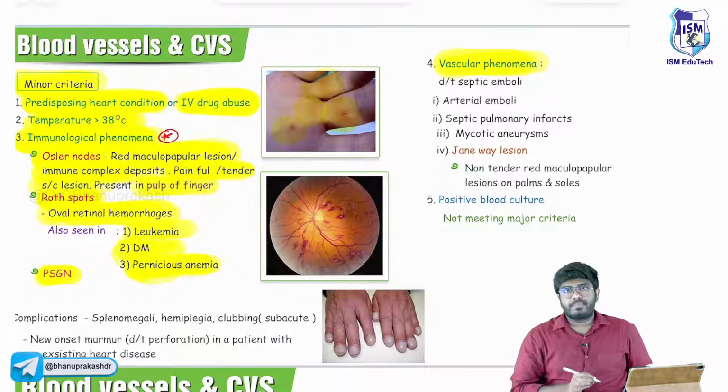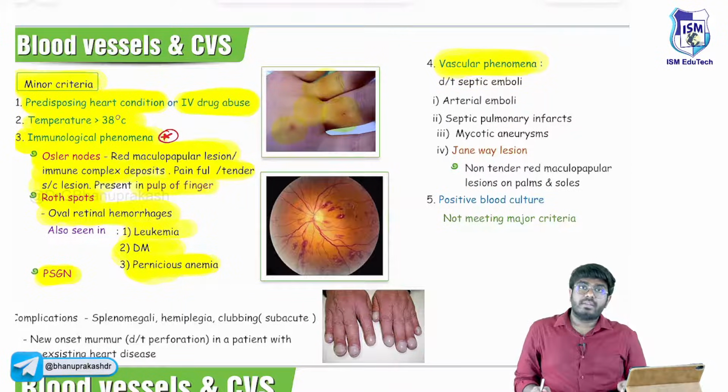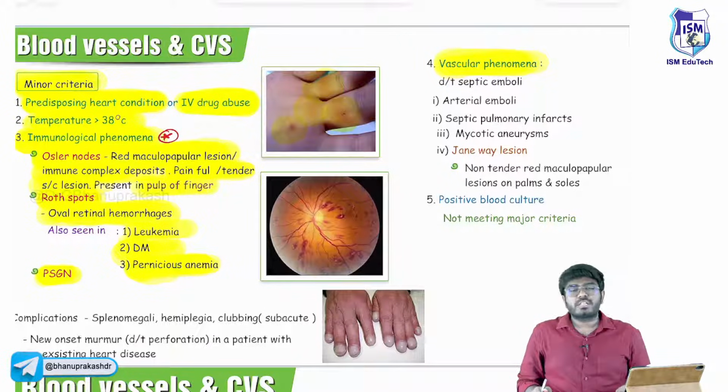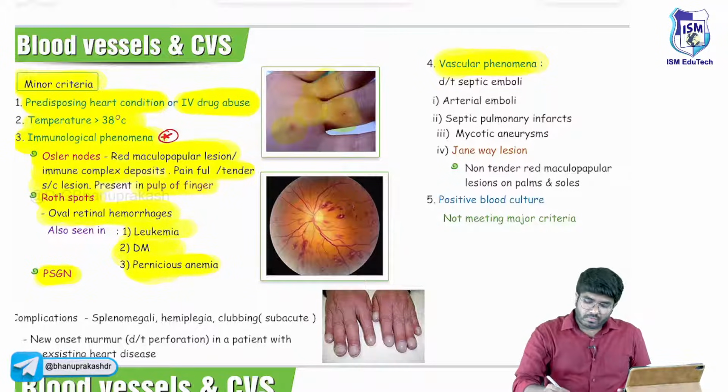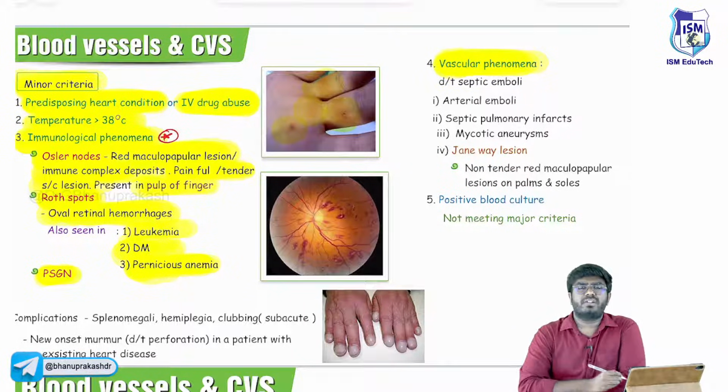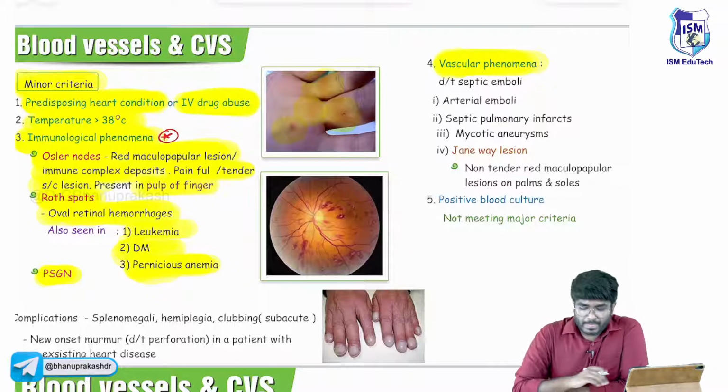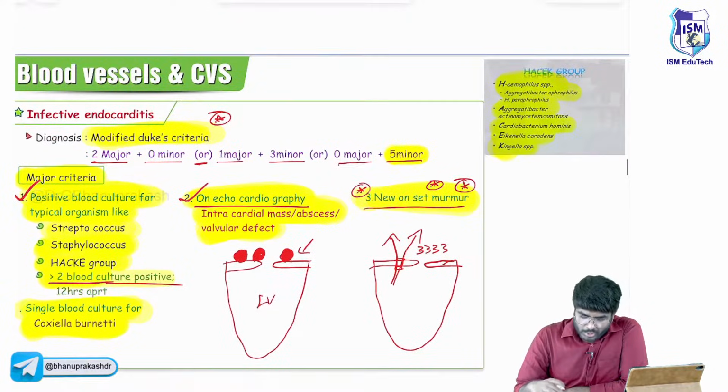See, they will ask you again and again, I am telling you, post-streptococcal glomerulonephritis is because of immunological phenomena, not the vascular phenomena. Roth spots are because of immunological phenomena. Osler nodes are because of the immunological phenomena. Then what the hell is this vascular phenomena? See, I told you, there is this microbiological party going on.